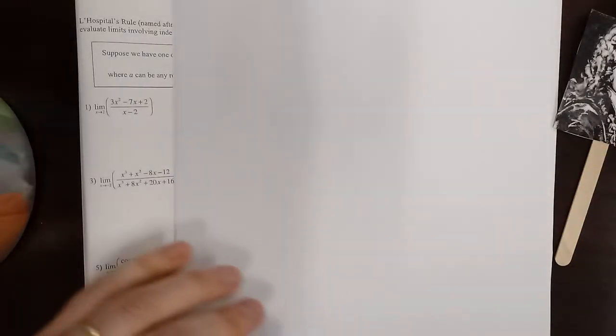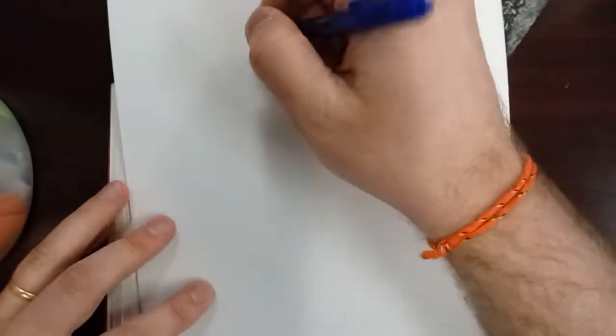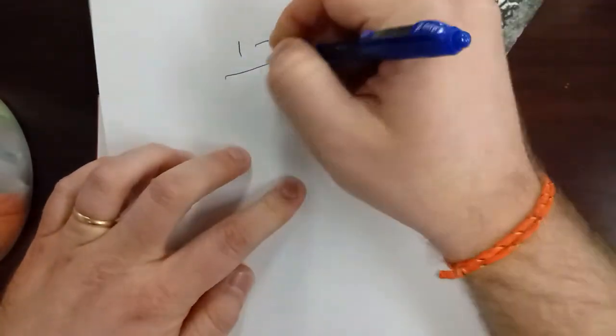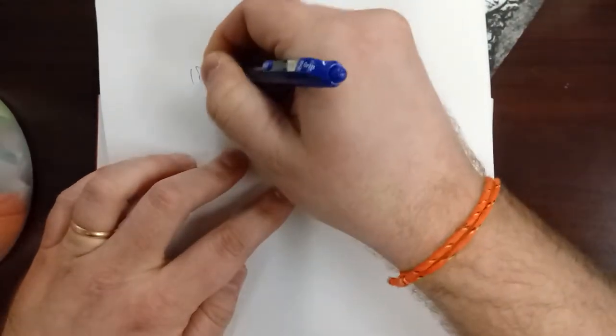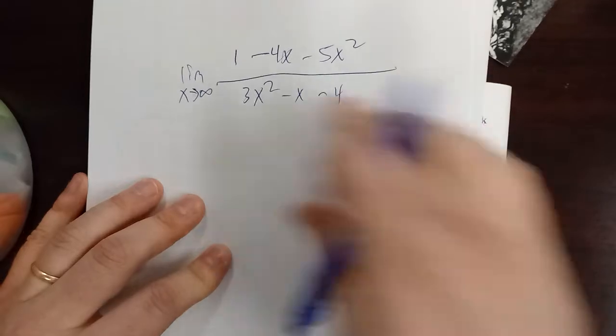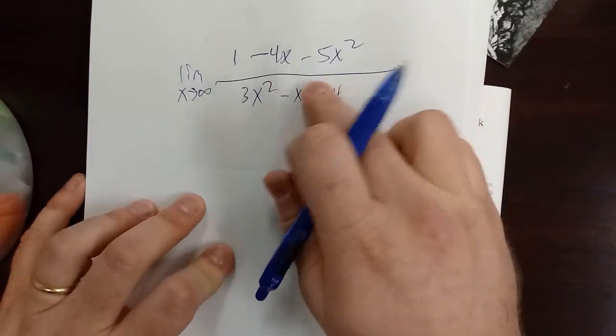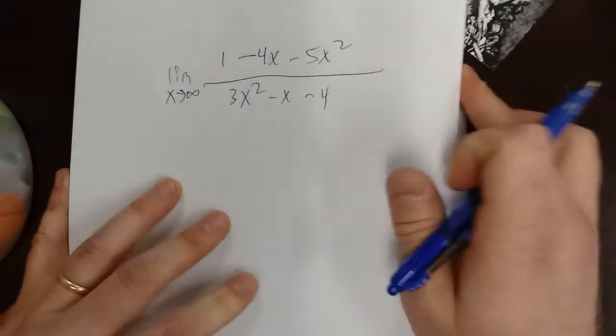Let's look at, where is it? Let's see. It was 1 minus 4x minus 5x squared all over 3x squared minus x minus 4. The limit as x goes to infinity. All right, so even on this one, if I plug it in, on the top we get 1 minus infinity over infinity minus infinity. We get infinity on top, infinity on the bottom.